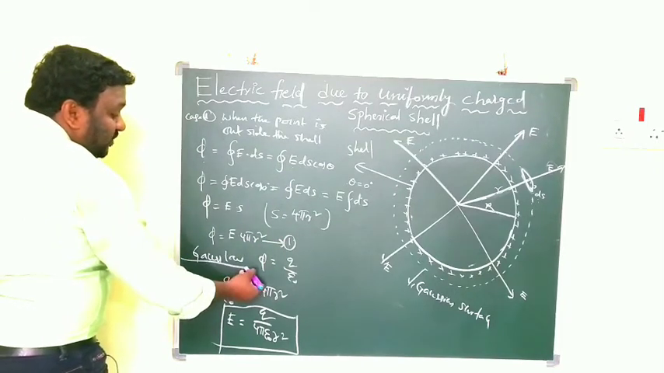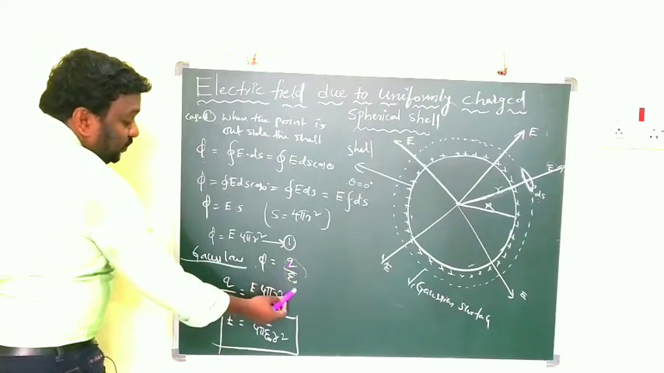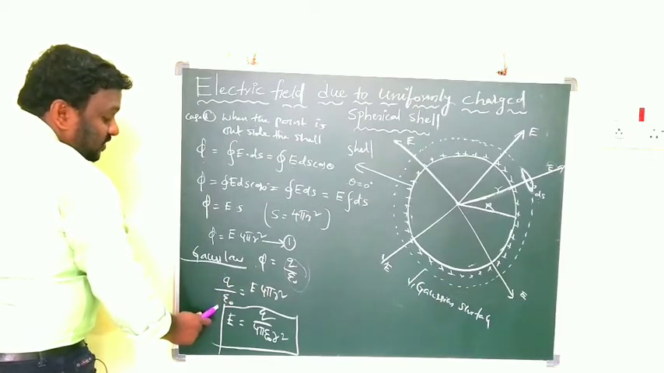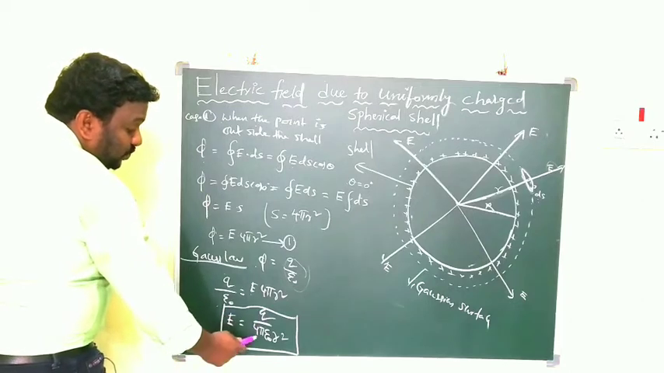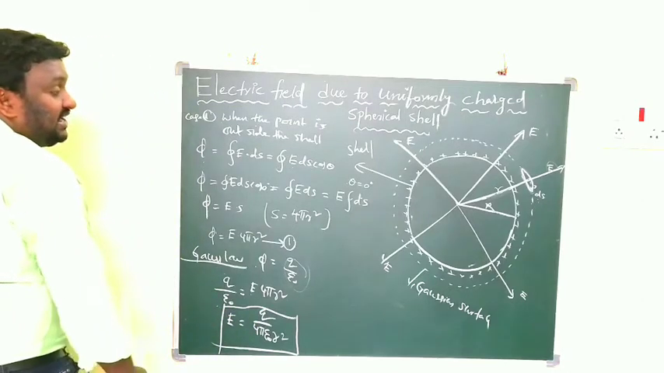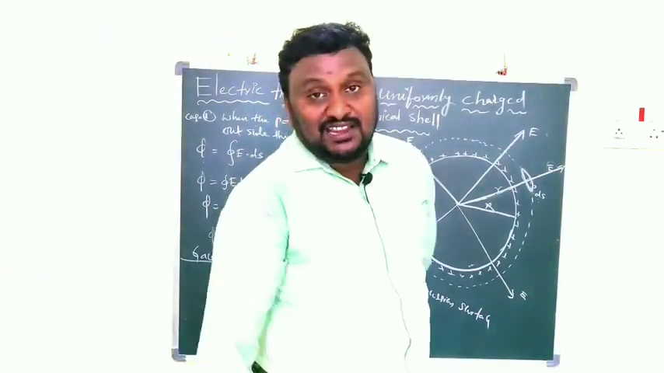But according to Gauss law, what we know? Phi is equal to Q by epsilon naught. We substitute Q by epsilon naught in equation number 1. Then we get Q by epsilon naught is equal to E into 4 pi r square. Then E is equal to Q by 4 pi epsilon naught r square. So this is the electric field intensity when the point is outside the spherical shell.